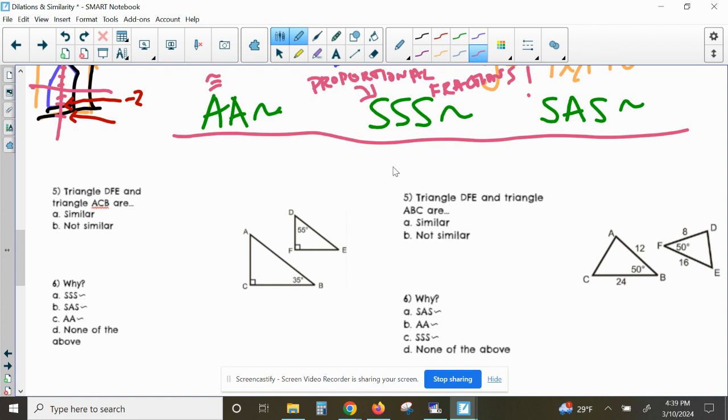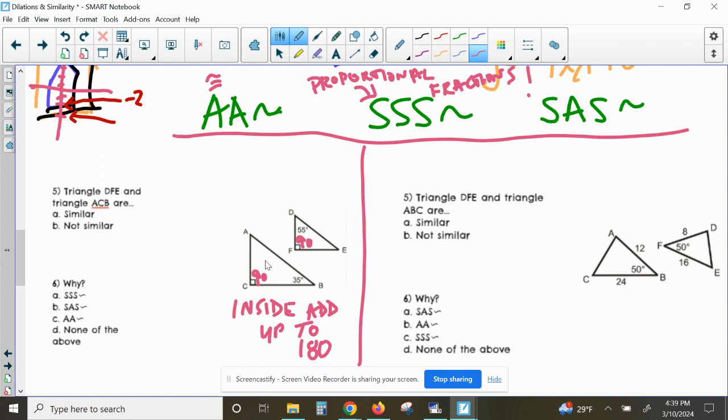So let's look at number 5 over here. We have a picture of 2 triangles. Clearly we see this is a 90, because we have a box in there. We've got this 55 and this 35. Right now those don't match. But what is true about the inside of a triangle? The inside has to add up to 180 degrees.